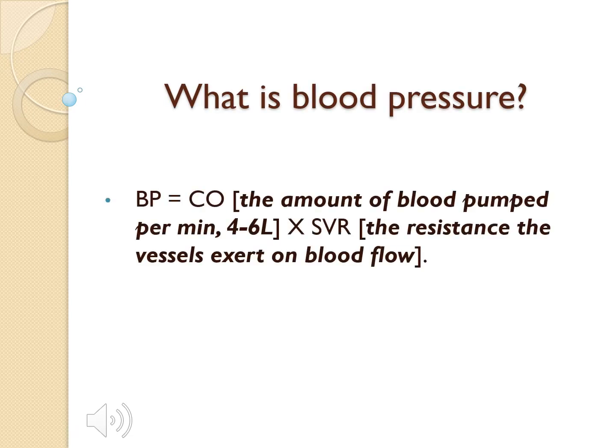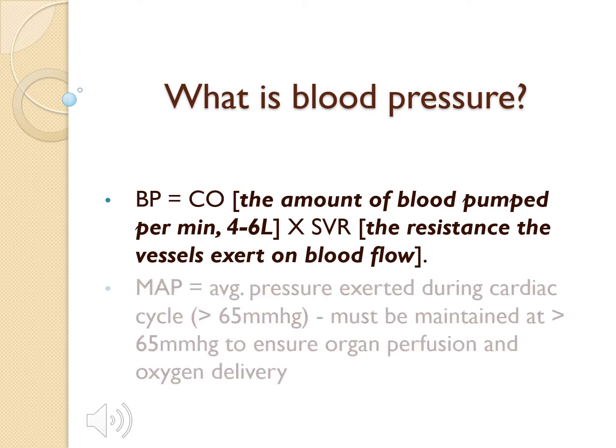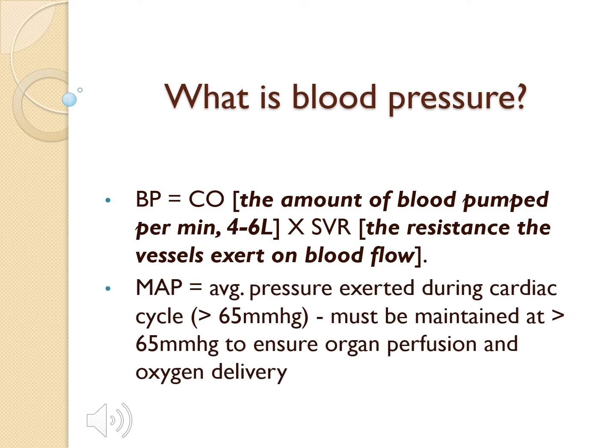What is blood pressure? Our blood pressure is made up of our cardiac output, which is the amount of blood pumped per minute, usually around 4 to 6 litres, multiplied by systemic vascular resistance, which is the resistance the vessels exert on blood flow. MAP, or mean arterial pressure, is the average pressure exerted during a cardiac cycle and should be maintained above 65 to ensure adequate organ perfusion and oxygen delivery.